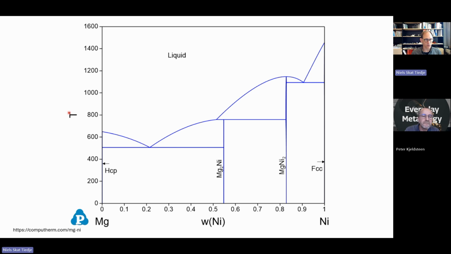We have here temperature in Celsius, and then we have the weight fraction. So this is 10 weight percent nickel, 20 weight percent nickel, and so on. The alloy that we worked with is located at 15%. So it's located here, at this point.